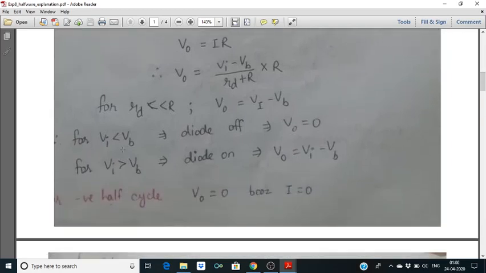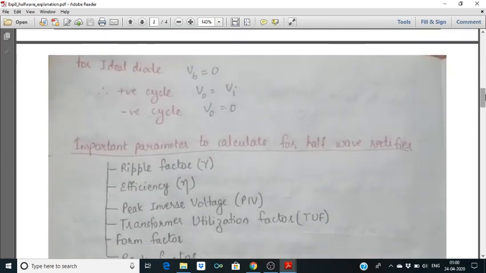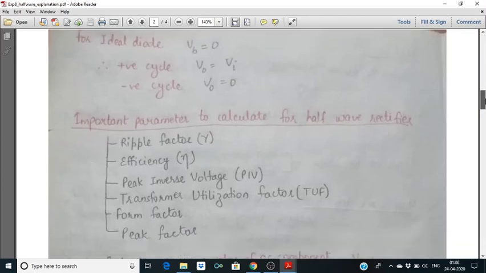When Vi is less than Vb, the diode will be off and the output voltage will be equal to 0. Otherwise, when Vi is greater than Vb, diode will be on and Vout will be Vi minus Vb. For the negative half cycle, the diode will be off, therefore output voltage will be equal to 0. Now in case of an ideal diode, the barrier potential is almost equal to 0. So in this case, for positive cycle, Vout will be equal to Vi, while for the negative cycle, Vout will be equal to 0.